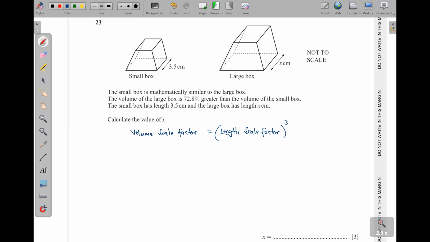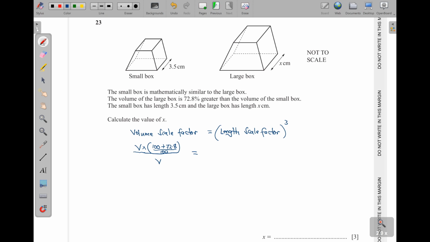Length scale factor cubed. Okay, why is it cubed? Volume is given in cubic units, and yet the side lengths are given in just a unit. You see that? Now, volume of the bigger one over volume of the smaller one is the one that is going to give us the volume scale factor. So, if the volume of the smaller one is V, then volume of the bigger one is going to be V times, because it was increased by 72.8%. So I will have here 100, then plus the 72.8, out of 100.